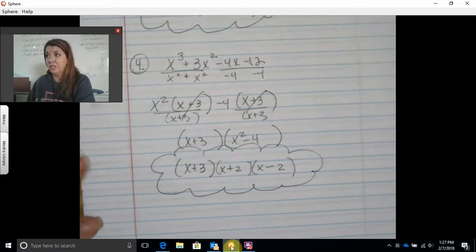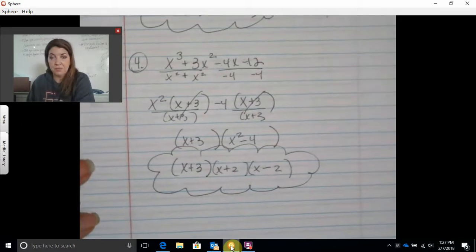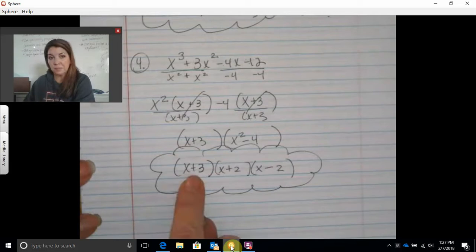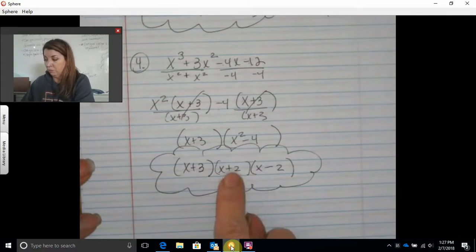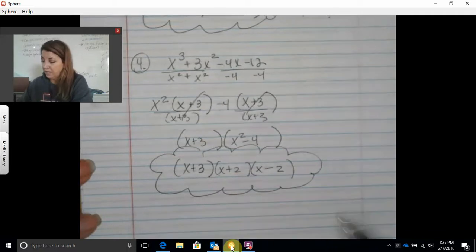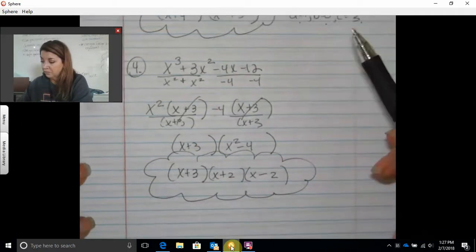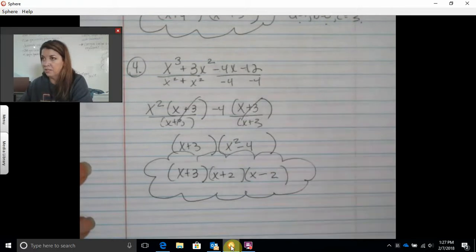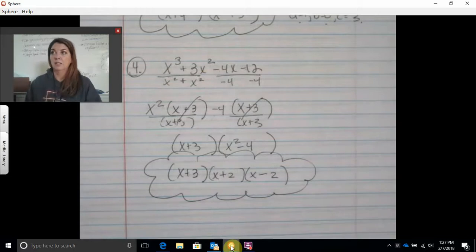But just wondering, how many solutions would we have if I wanted to graph it? What's the solution here? -3. Positive 2. Wait. What's this one? -2. Positive 2. What's our end behavior? Down and up. So could we graph this? Yes. So this was a quadratic.